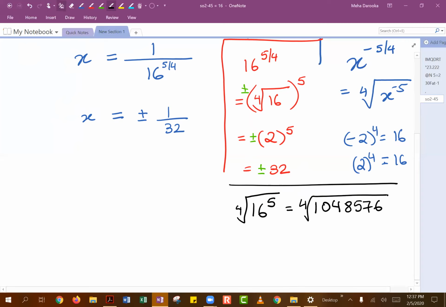Let me think what this calculator does. 4th root of that number. And then when you take the 4th root of 1,048,576, you should end up getting 32. So that would be the other way of doing it. I like to do it the first way I showed you, which would be do the 4th root first and then raise it to the 5th power.